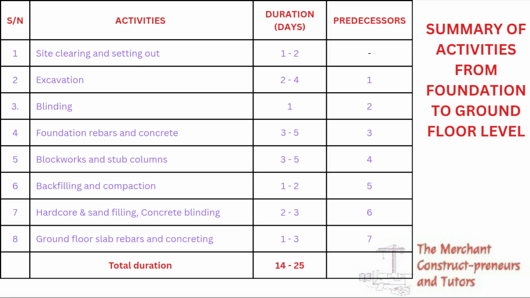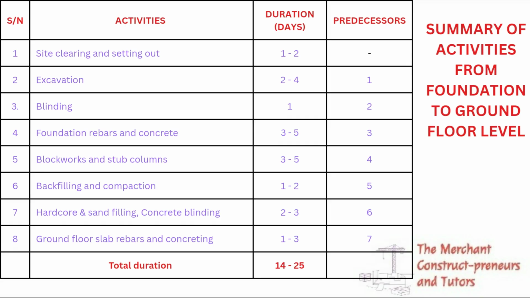So for the first one, we have the site clearing and setting out, the duration is 1 to 2 days. The predecessor is the very first activity, so it doesn't have any activities that must come before it. The next one is excavation, and it takes within 2 to 4 days, and it must start after the site clearing and setting out has been completed. That's why the predecessor is 1. The next activity is blinding. That's 1 day. It must start when excavation has ended.